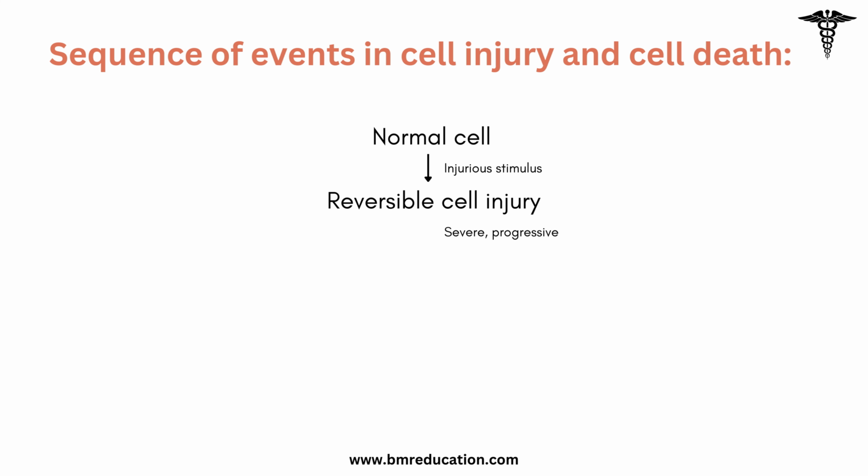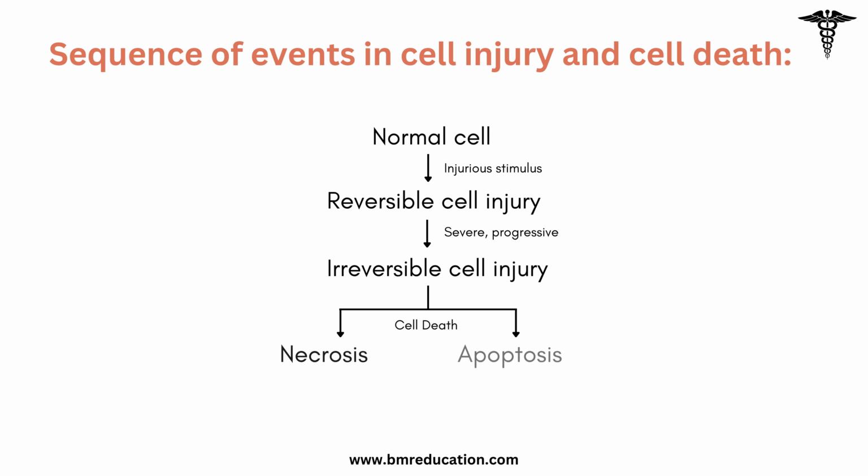If the damage continues or becomes severe, we move to irreversible injury, which means that the damage has gone beyond the point of no return. The cell can no longer recover even if the stimulus is removed. From here, the process leads to cell death. This is where the cell's fate is sealed, and it can proceed via two major pathways: necrosis and apoptosis.